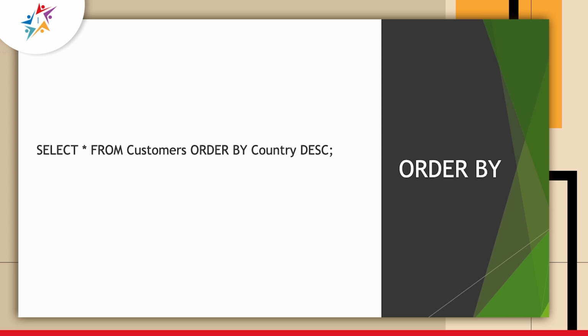Now the next one is the order by clause. Order by clause is used to sort records either in ascending or descending order. So take a look at this syntax. Select star from customers, order by country in the descending order. So this is how you mention when you want to sort all the countries in a descending order. So a summary of some of the most important SQL commands is shown on your screen.